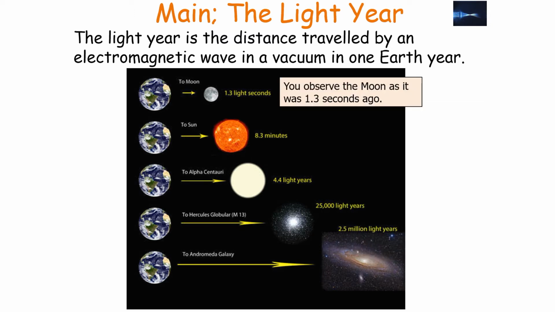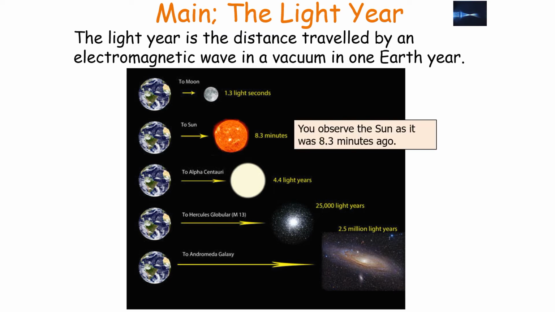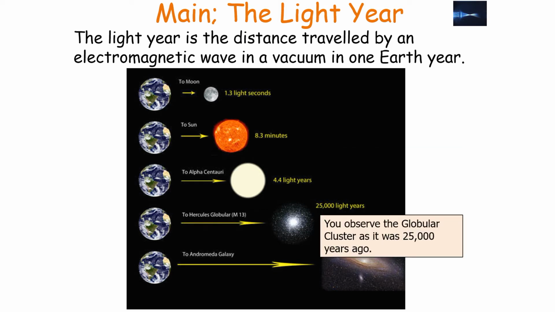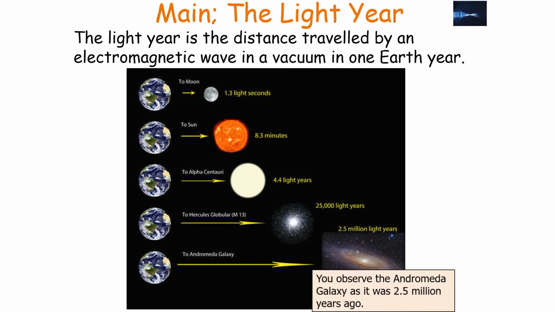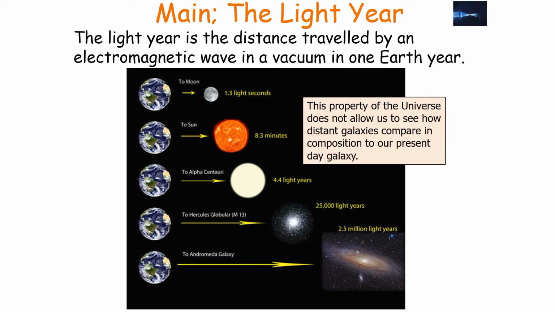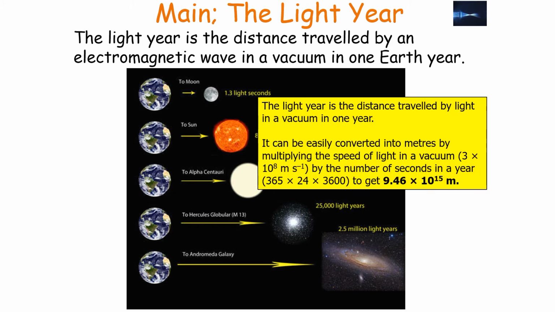So you observe the moon as it was 1.3 seconds ago, the sun as it was 8.3 minutes ago, you observe Alpha Centauri as it was 4.3 years ago, you observe the globular cluster as it was 25,000 years ago, and you observe the Andromeda galaxy as it was 2.5 million years ago. So this property of the universe allows us to examine the evolution of the universe over time, but it does not allow us to see how the distant galaxies compare in composition to our present day galaxy. So a light year can be worked out, and it is actually 9.46 times 10 to the 15 meters.